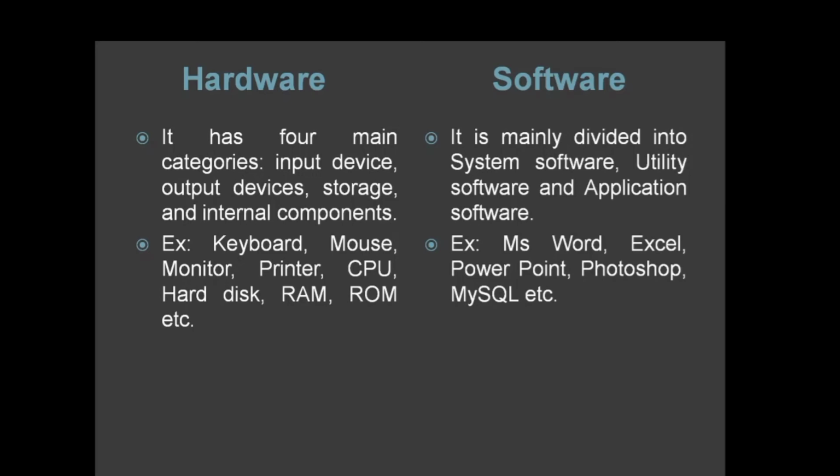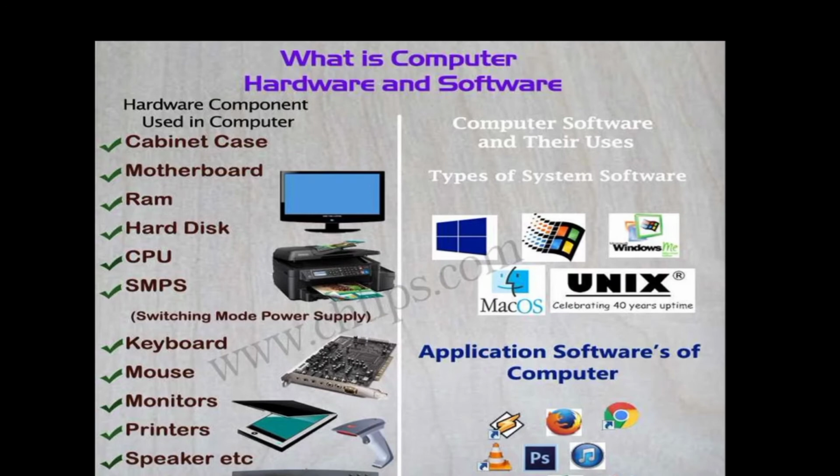Some examples of computer software are MS Word, MS Excel, PowerPoint, Photoshop, MySQL, etc. The next is the comparison between hardware and software. So here you have seen the cabinet case, your CPU case is called the cabinet case. It is hardware. The motherboard is hardware. Here you have seen this, this is a motherboard. And the RAM, hard disk, CPU, SMPS, switch mode power supply, basically keyboard, mouse, monitors, printers, speakers. These are all the hardware components of the computer system that allow the user to touch and feel.